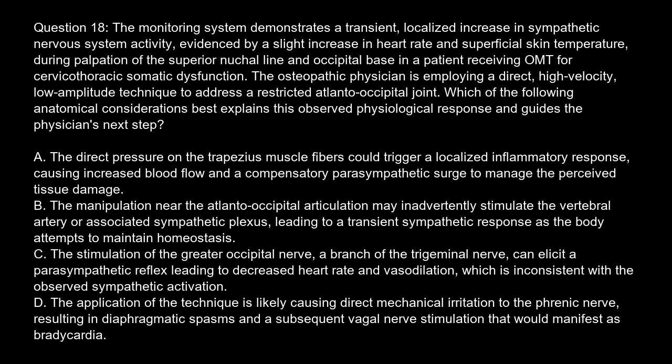Option A. The direct pressure on the trapezius muscle fibers could trigger a localized inflammatory response, causing increased blood flow and a compensatory parasympathetic surge to manage the perceived tissue damage. Option B. The manipulation near the atlanto-occipital articulation may inadvertently stimulate the vertebral artery or associated sympathetic plexus, leading to a transient sympathetic response as the body attempts to maintain homeostasis.